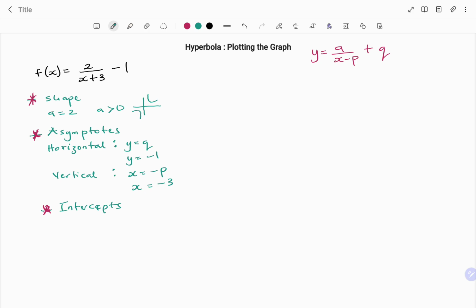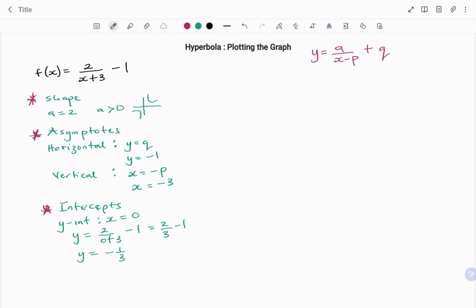The third step is to find our intercepts. And to do that, we start with the y-intercept. The value of x is equal to 0. So going back to our function, wherever we find x, we replace it with 0. So we have y equals 2 over 0 plus 3, minus 1. That will be 2 over 3 minus 1. So for our y-intercept, the value of y is equal to minus 1 over 3.